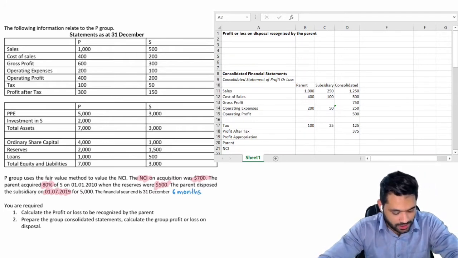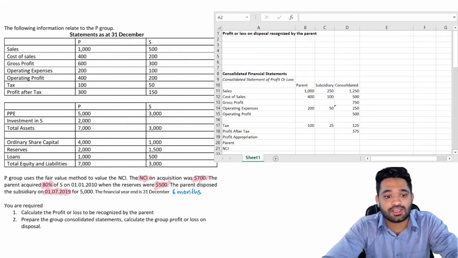You are required to calculate the profit or loss to be recognized by the parent. Prepare the group consolidated statements. Calculate the group profit or loss on disposal.